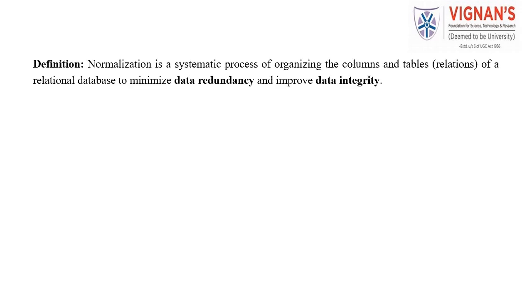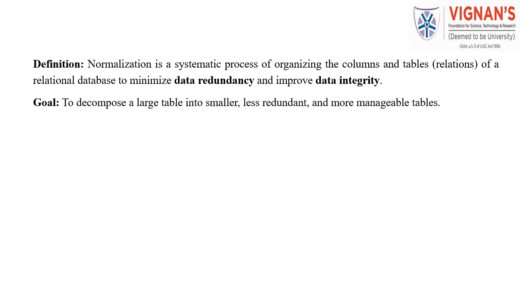First, let me explain what normalization is. Normalization is a systematic process used in relational databases to organize data properly into tables and columns. The main purpose of normalization is to reduce data redundancy, which means avoiding repeated data, and to improve data integrity, which means keeping data accurate and consistent.